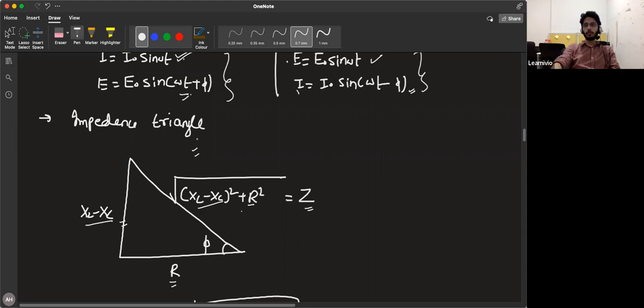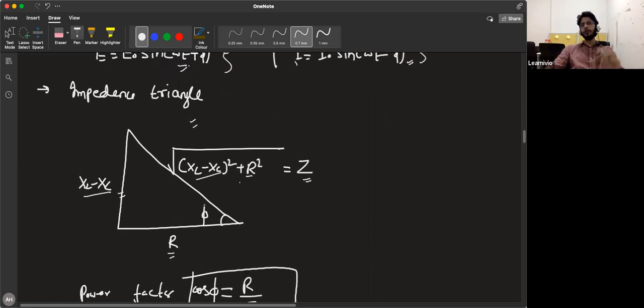This is so wrong, you people have forgotten power factor? Cos pi by 2... no, not cos pi by 2, cos phi. Cos phi is the power factor, na? Power factor is cos phi.